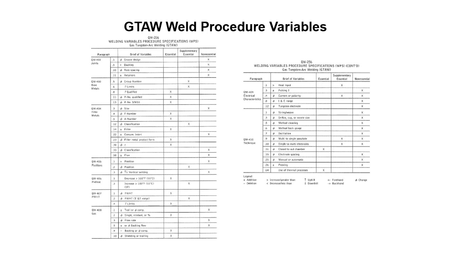So you just need to be cognizant that somewhere in each code there is a weld procedure variable table that's going to tell you what you need to address to put together a proper procedure qualification record and welding procedure specification. So essential, supplementary essential, and non-essential variables. And not all codes use the same terminology, but it's pretty much the same. Essential, non-essential, and sometimes you've got supplementary essential.